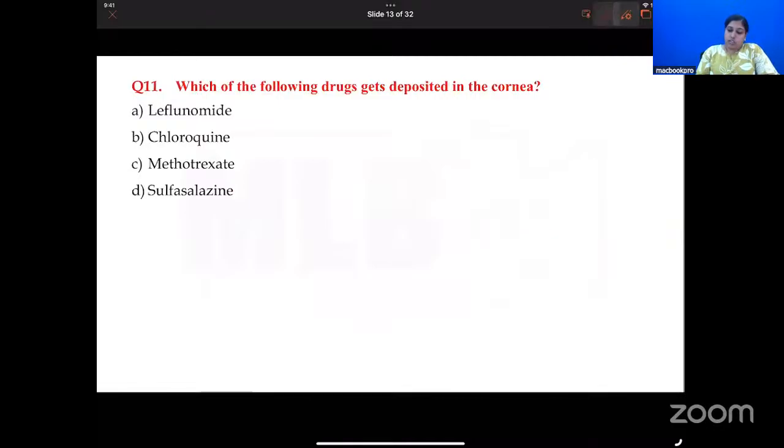Yes. Now come on, tell me the answers. Which of the following drugs gets deposited in the cornea?